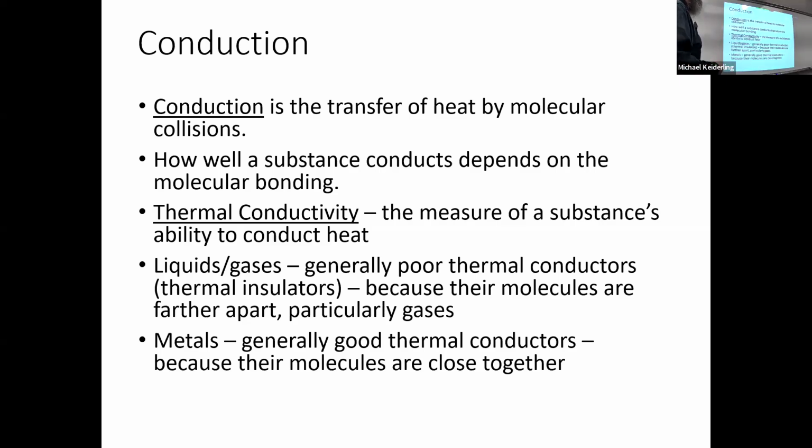Liquids and gases are generally poor thermal conductors because their molecules are further apart, particularly gases. Metals are generally good thermal conductors because their molecules are close together. Water is not a great thermal conductor, but it's good at convection, and it stores a lot of heat. It has a very high specific heat capacity, so it's very good at burning you.